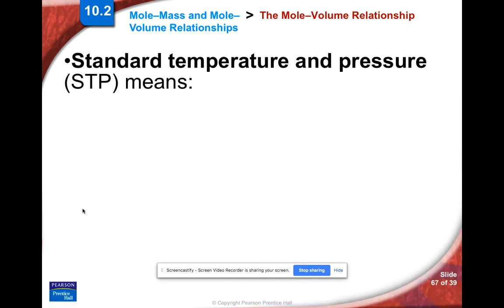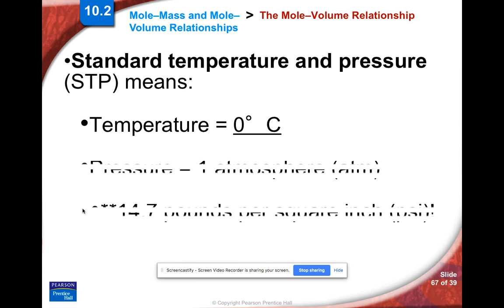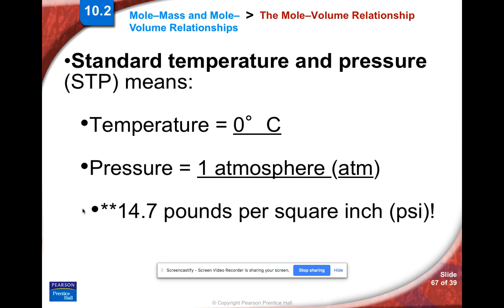Now, what is standard temperature and pressure? The standard temperature is 0 degrees Celsius, which, remember, we're using the SI units in science. In America, we would call that 32 degrees Fahrenheit. The standard pressure is 1 atmosphere, which we abbreviate ATM. That means the amount of pressure the atmosphere is pushing on you if you were standing at sea level, like standing at the beach in New Jersey. In America, we'd call that 14.7 psi.